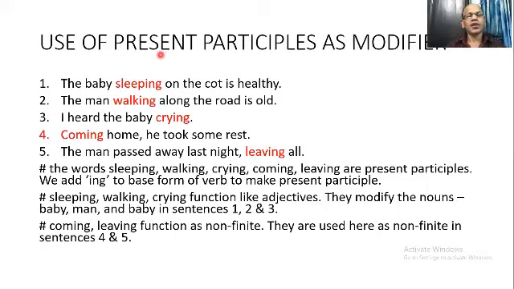The man walking along the road is old. Walking modifies the noun man. I heard the baby crying. Crying modifies the noun baby. These three, you see, are present participle and they function like an adjective in the sentence.